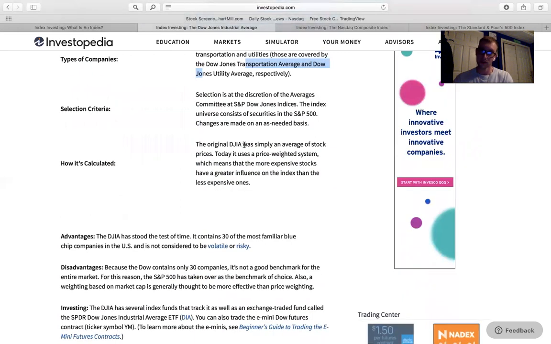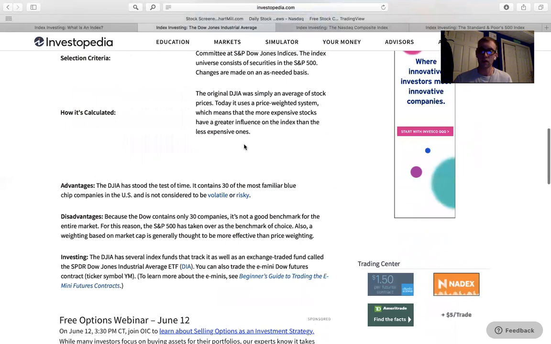So, advantage and disadvantage. Obviously, the Dow's been around a long time. It's stood the test of time. It contains 30 of the most familiar companies, like I said, Nike, Disney, Coca-Cola, Apple's in there. A lot of big name companies. So it's not as volatile, and those companies really aren't going anywhere.